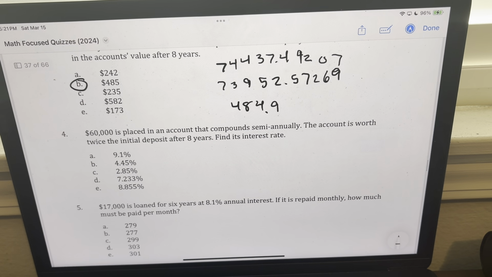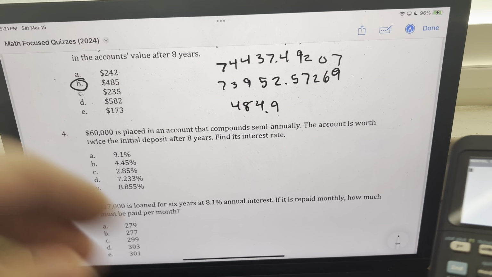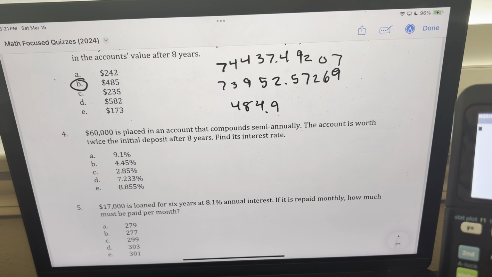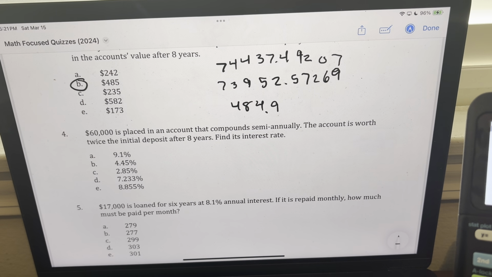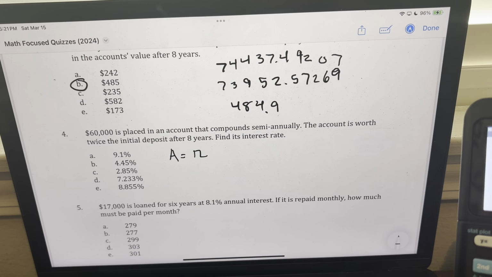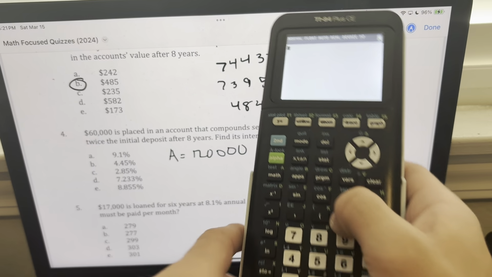Next up, $60,000 is placed in an account that compounds semi-annually. Guess what we're going to use again? The calculator. Woohoo! And it's worth twice its initial deposit after 8 years. Now, this might be where it trips you up. Your final value, you now know A equals $120,000 because it's twice the initial deposit.